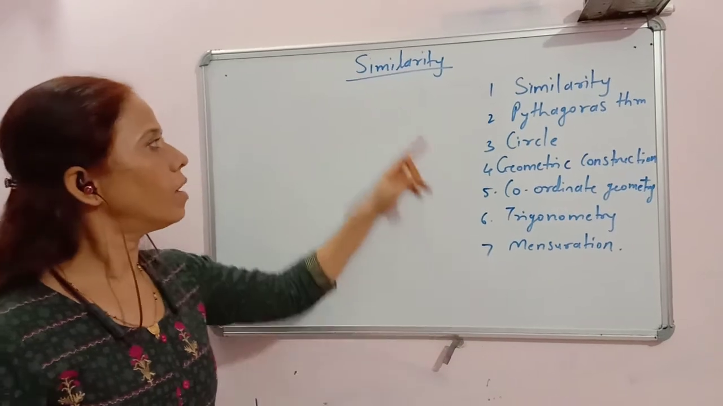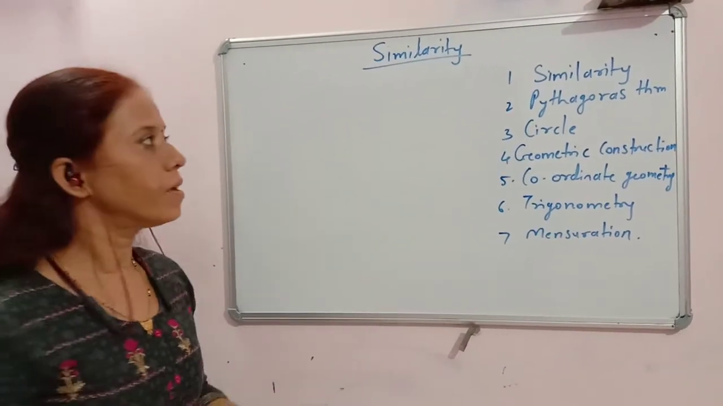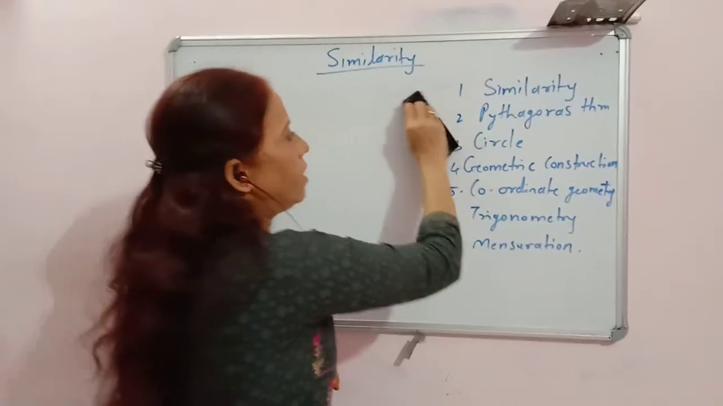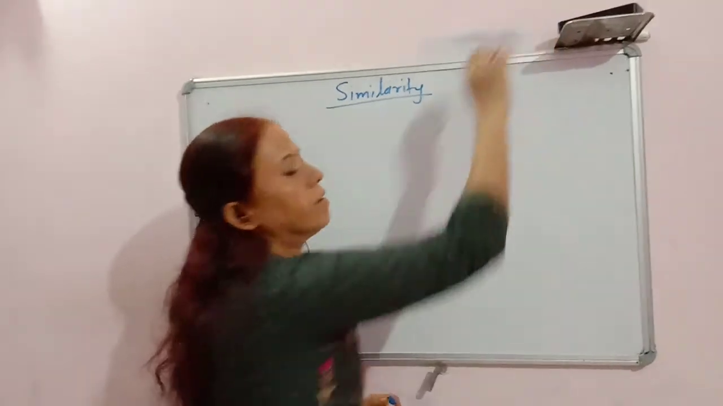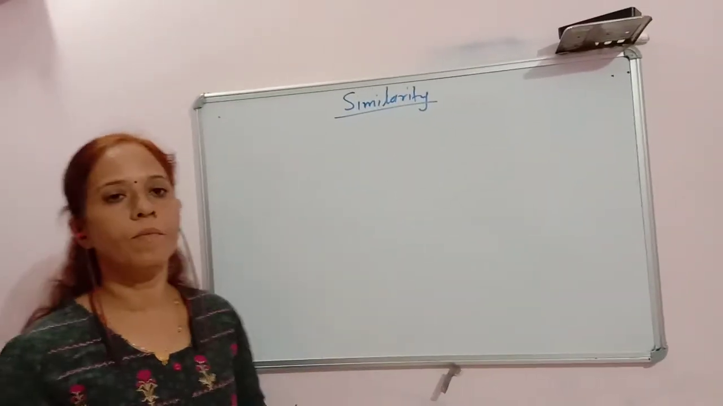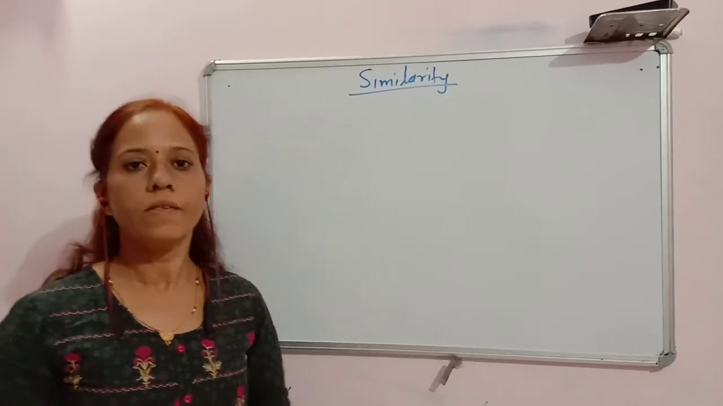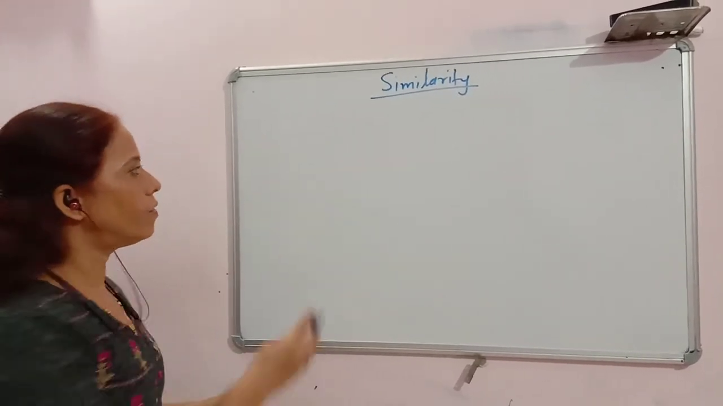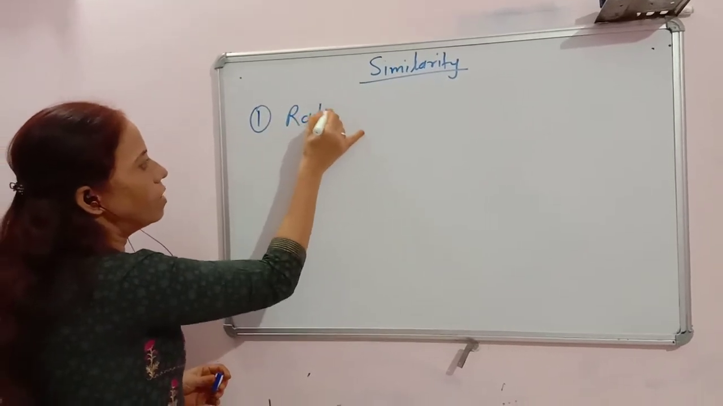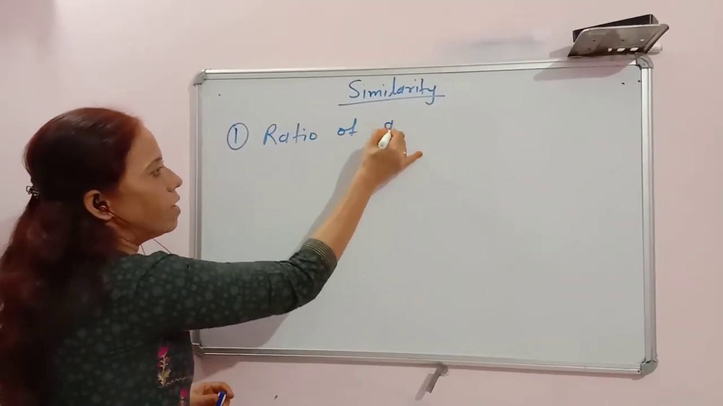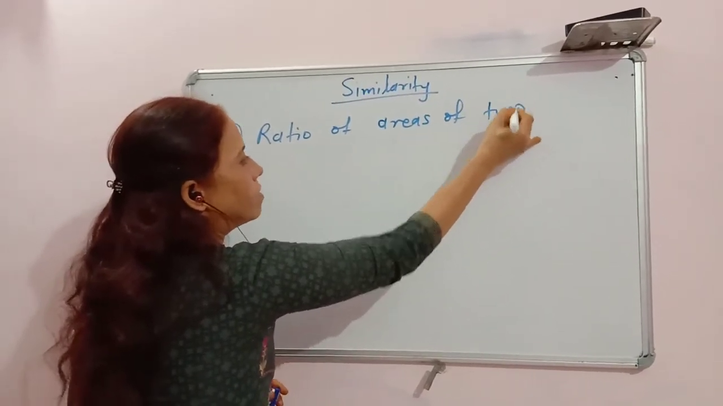Today we are going to study the first chapter of part 2, that is similarity. The tests of similarity you have studied in your 9th standard. Two figures are similar when their shape is the same, though they may have different sizes. In that, the first topic is the ratio of areas of two triangles.